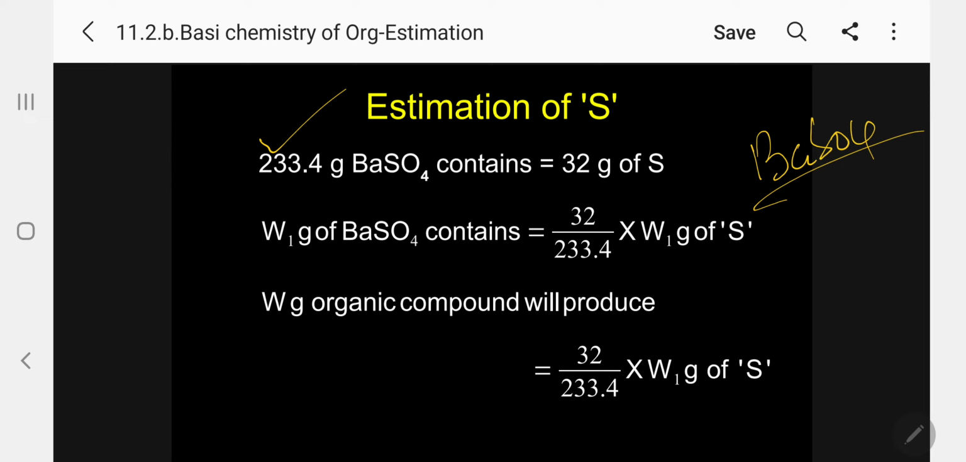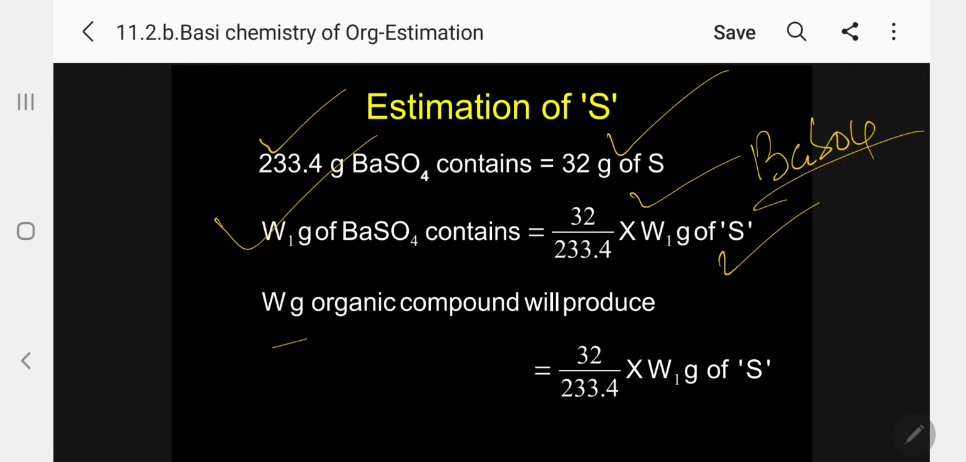233.4 grams of barium sulfate contains 32 grams of sulfur, since the atomic weight of sulfur is 32. So 233.4 grams of barium sulfate contain 32 grams of sulfur, and W1 grams of barium sulfate formed will contain 32 by 233.4 into W1 grams of sulfur.